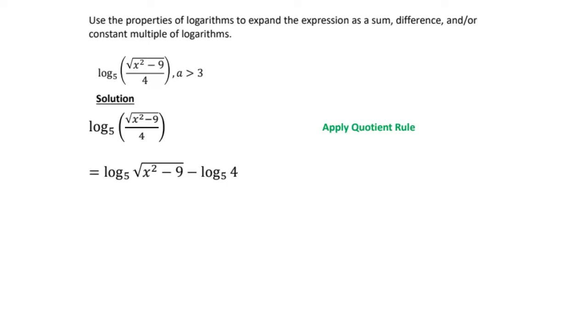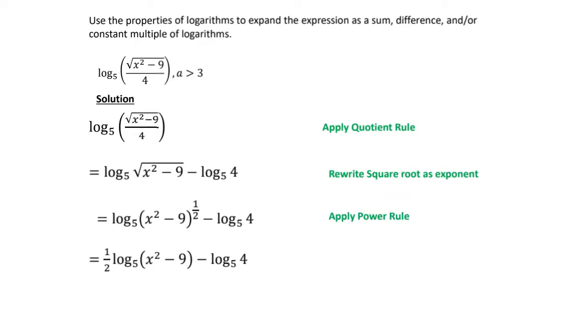Now we can write our square root as an exponent, and that will help us apply our power rule. So we can represent the square root as an exponent of 1/2. Now we can apply our power rule, which says that when we have a log of something to an exponent, we just multiply that exponent to our log. That gives us 1/2 log of base 5 of x squared minus 9, minus log of base 5 of 4.